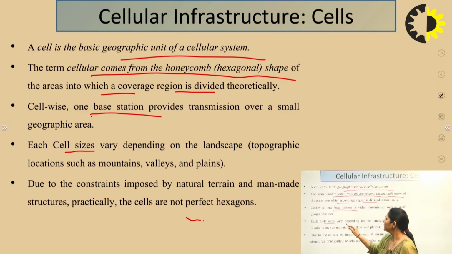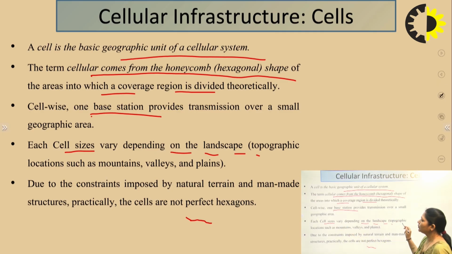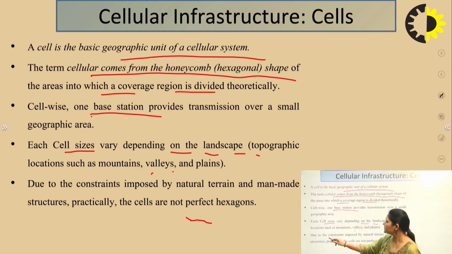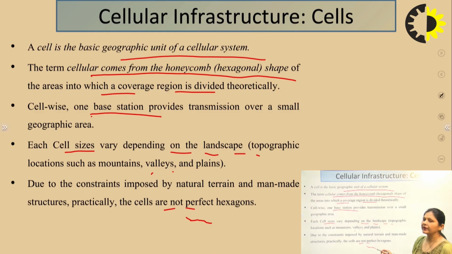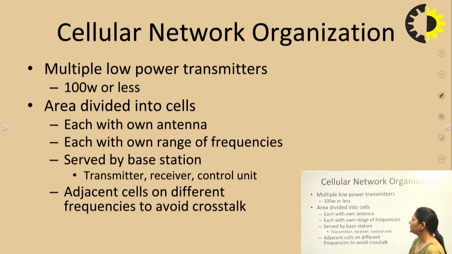Each cell varies depending upon the landscape and topographic locations such as mountains and valleys, and there is not a standard size of the cell. It can vary depending upon the geographical locations. Due to the natural terrain and man-made structures, the cells are not perfect hexagons. As we had already discussed in the first line, we are generally taking the hexagonal shape of the cells, but it will depend upon the physical and geographical conditions of that particular area.